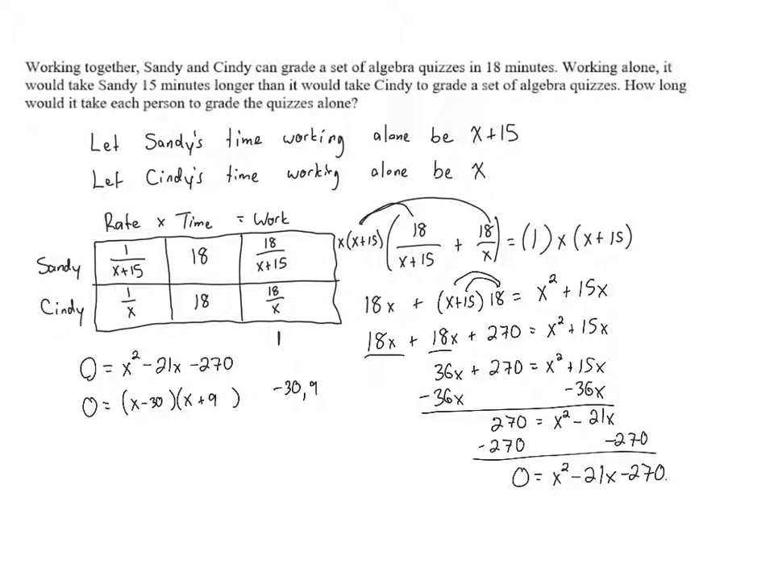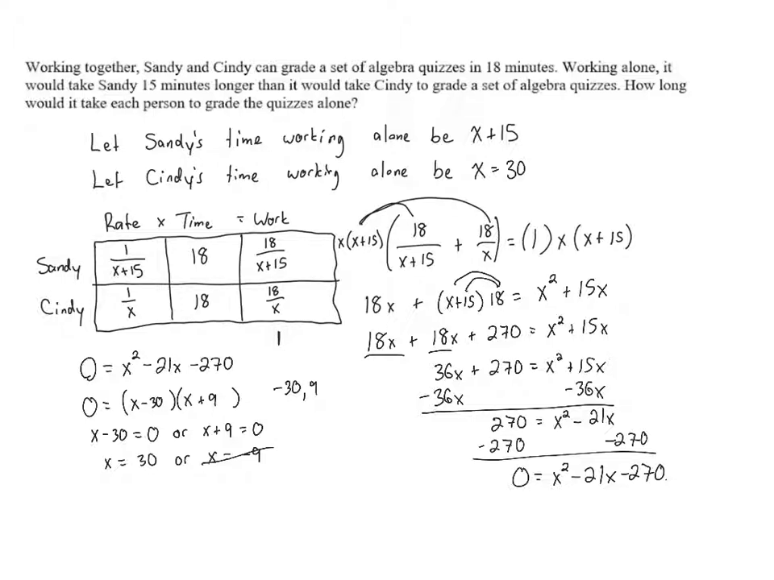Now when we use the zero factor property, this becomes X minus 30 equals 0, or X plus 9 equals 0. And when we solve, we get X equals 30, or X equals negative 9. Now, of course, X can't be negative 9, because X represents how long it takes Cindy to grade the set of algebra quizzes. And I wish it was possible to grade a set of algebra quizzes in negative 9 minutes. That would be beautiful. Unfortunately, it's not. So the only actual answer that makes sense is X equals 30.